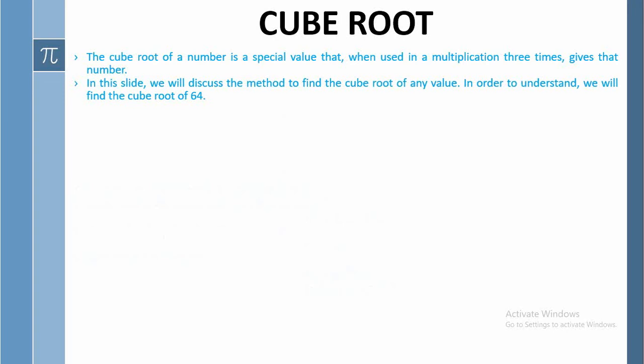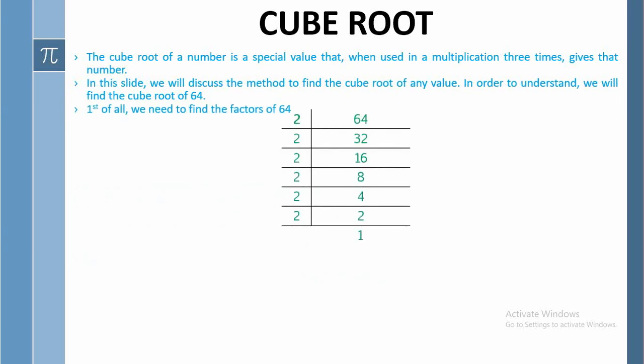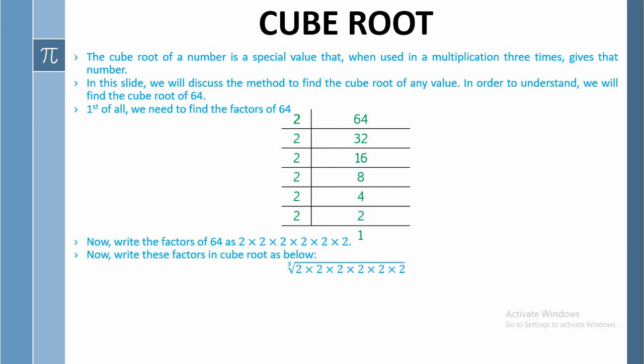So our first step is to find the prime factors of 64, and these are the prime factors of 64. That is 2 by 2 by 2 by 2 by 2 by 2, means we have 6 2's altogether. Now we can write it as 64 is equal to 2 by 2 by 2 by 2 by 2 by 2. Now you need to write it under cube root, and cube root can be written like this.